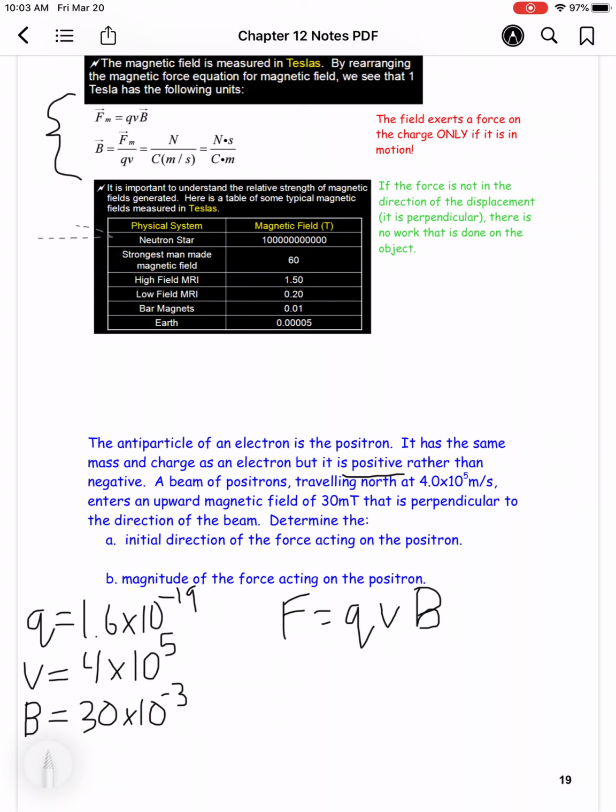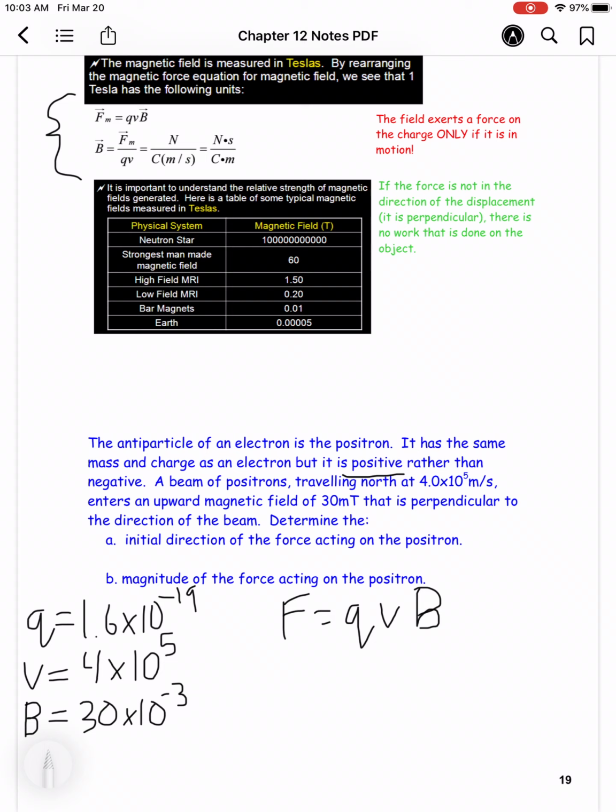All right, a neutron star, if you got some time, Google what a neutron star is. It's basically a large star that's been packed down into a very small amount by gravity. It's spinning and it's got charged particles, but not charged particles because they're neutrons. But anyways, it has a magnetic field that's in the trillions, it looks like. That's very large, right? So again, key in on these two here, Earth and the low field MRI, the bar magnet, just to give you a concept of approximately how big these fields are, okay?